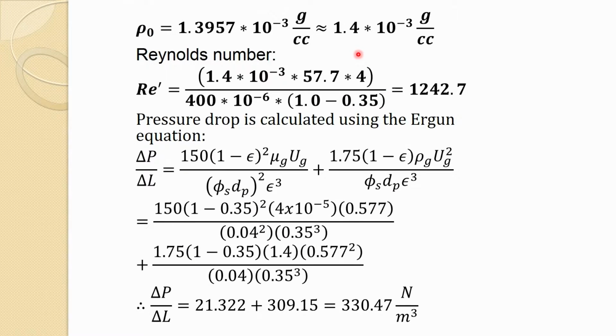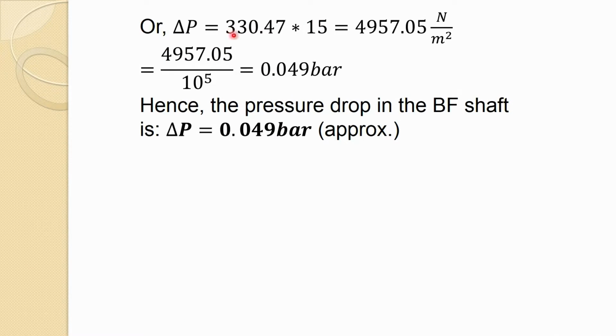Now delta L is given as 15 meter. So if we multiply it with that, our pressure drop comes to so many Newton per meter square, and that Newton per meter square can be converted into bar. So it's about 0.05 bar. So hence the pressure drop in the actual shaft furnace is 0.05 bar. So that's the pressure drop.